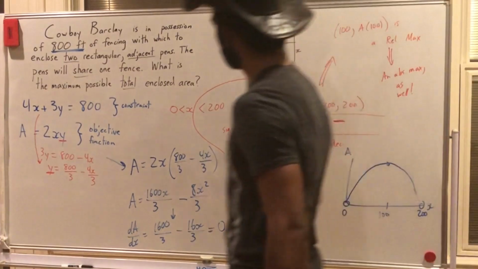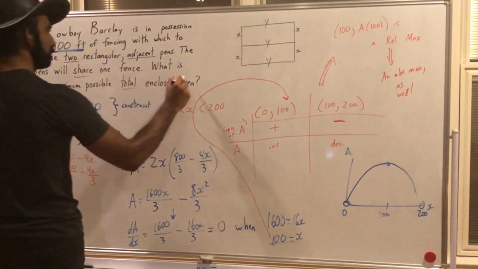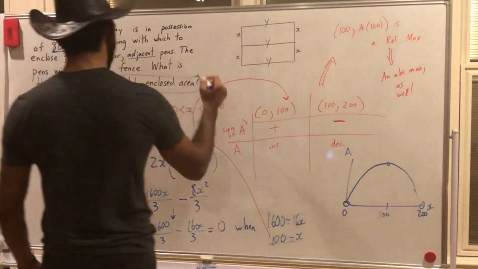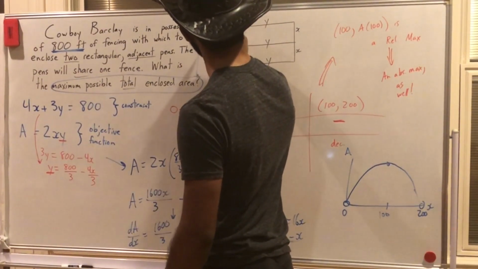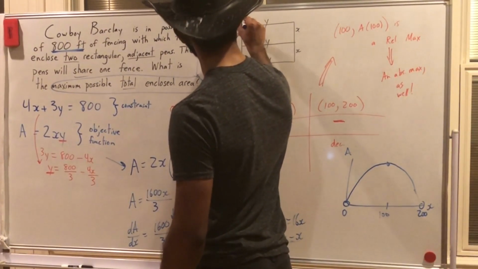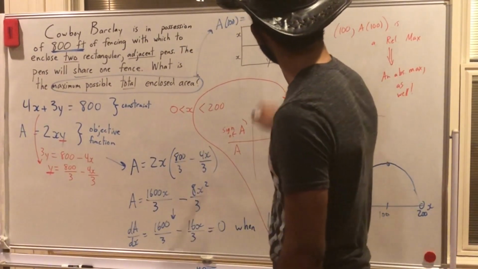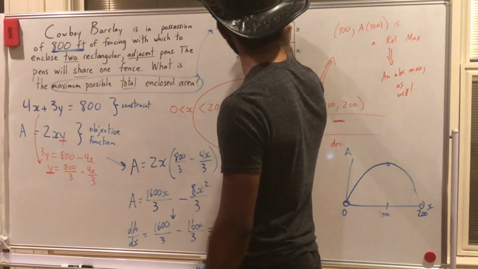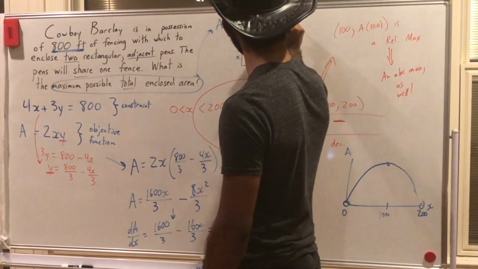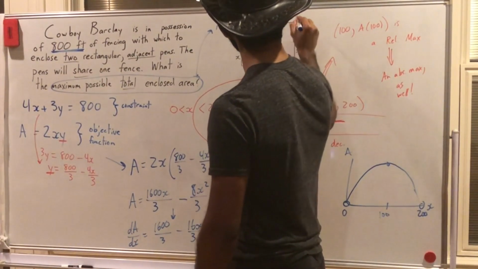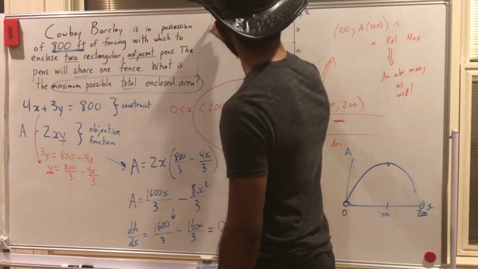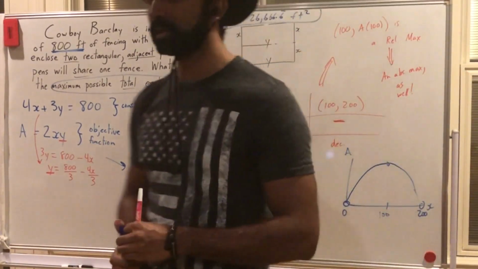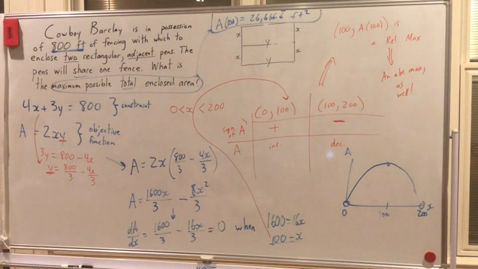Now, cherry on top of the sundae here, I want to find the maximum possible total enclosed area. So all I have to do is take 100 and put it in for A. What is A of 100? I got 200 times 400 over 3, and that gave me 26,666.6 repeating feet squared. And there you go. These are word problems that we are making much easier using calculus. Pretty cool, right?